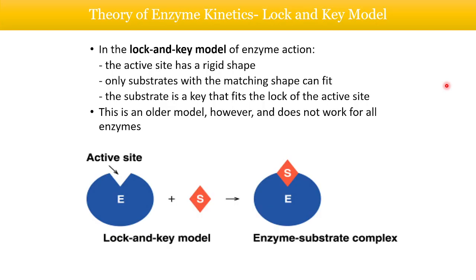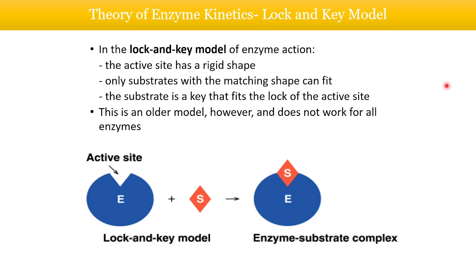kind of reaction. So there is a theory behind this enzyme kinetics, because we were saying that the enzyme changes its shape and all. So how does it change shape, or why does it change shape? There have been a few hypotheses and a few models or theories behind this. So the first one is the lock and key model.